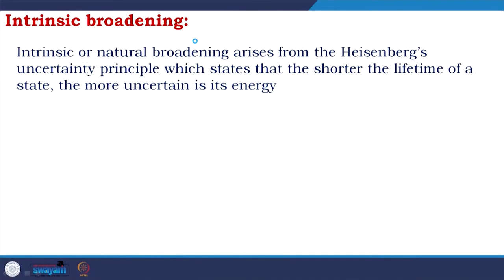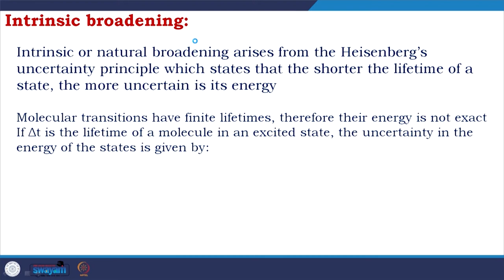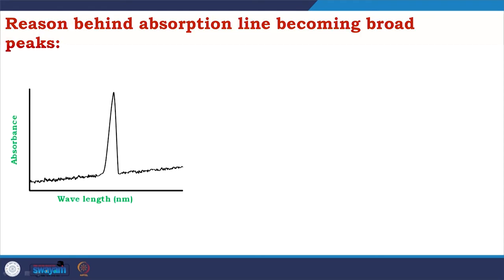Now, intrinsic broadening. Intrinsic or natural broadening arises from Heisenberg's uncertainty principle, which states that the shorter the lifetime of a state, the more uncertain is its energy. Molecular transitions have finite lifetimes, as we know, therefore, their energy is not exact. If delta t is the lifetime of the molecule in an excited state, the uncertainty in the energy of the states is given by delta E times delta t greater than or equal to h by 4 pi, that is, delta E times delta t greater than or equal to h bar by 2, where h bar equals h by 2 pi, h being Planck's constant. So, these are fundamental reasons, but there are other reasons behind these lines becoming broad peaks.